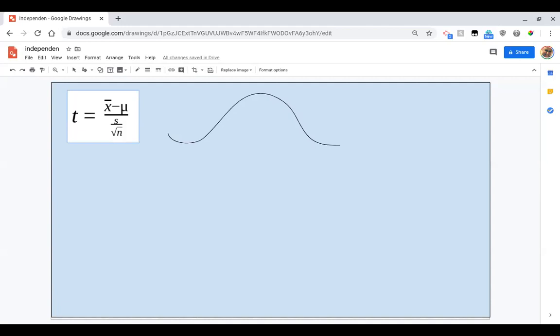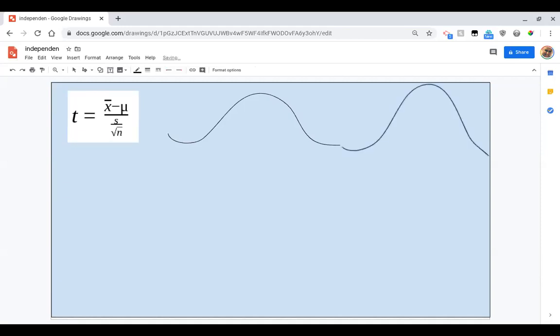So if that needs to be recapped, go back and look at the video about why we ended up using the standard deviation for the distribution of means here and not just standard deviation. But essentially what we had to do when we started taking a sample is change our formula to accommodate the sample. The standard deviation in the denominator always has to be the standard deviation for the distribution we're looking at here.